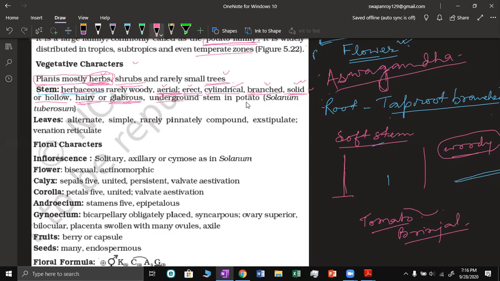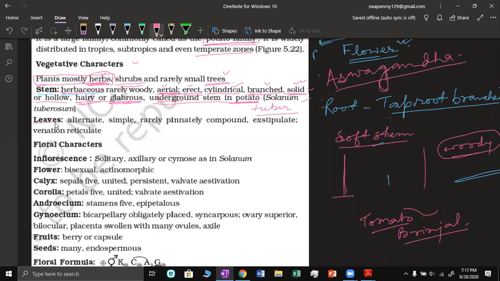Underground stem in potato: potatoes are a modification of the underground stem. In the potato plant, the stem is aerial as well as underground, and that underground part is modified into a tuber. Potato is a tuberous stem, Solanum tuberosum. These are a few important characters.